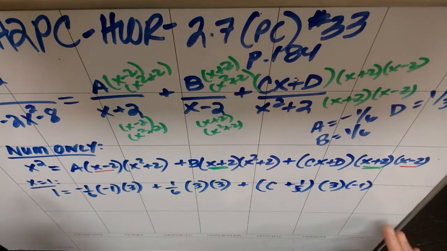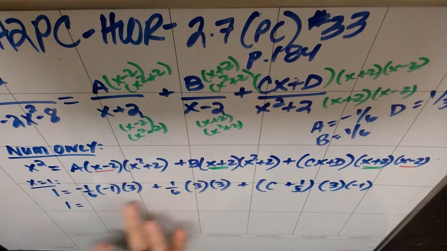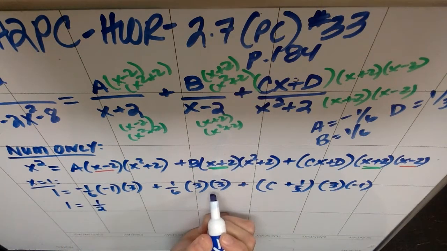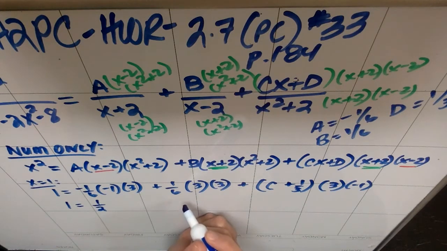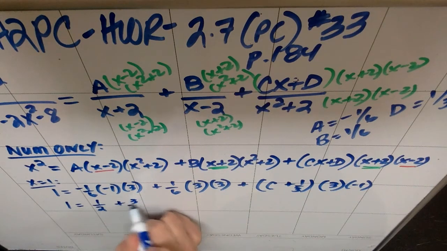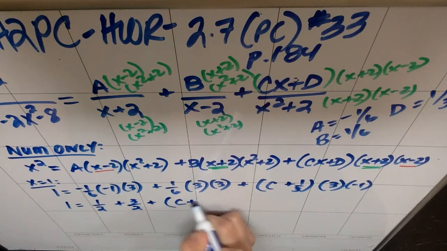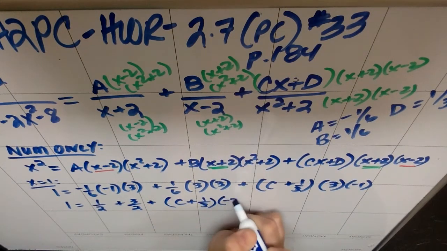Now remember, the other option is that you could have actually FOILed everything out and then done the left side equals right side, and that might be easier here, but I didn't pick that. I picked clever substitution. So I get 1 equals, this is going to end up being a positive half, right? This is going to end up being 9/6, which is the same as 3/2, so plus 3/2. Well, that's nice because that'll be a 4, right? Plus, this whole thing is a c plus 1/3 times a negative 3.